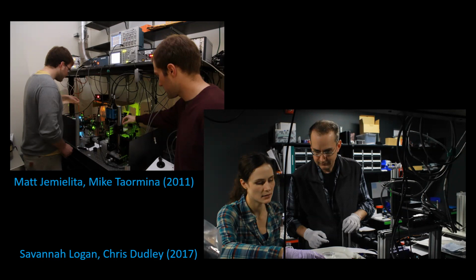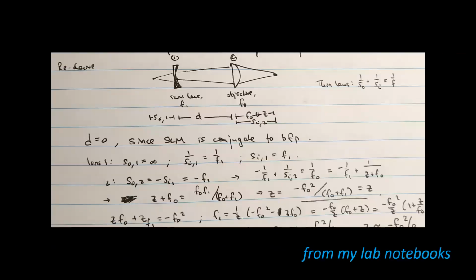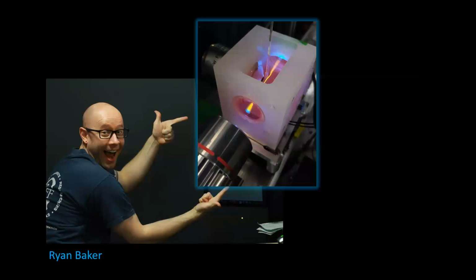Here's a couple of recent ones. Piyush over here on the left took that immune cell movie back at the beginning, and Emily on the right helped me actually take these pictures a couple of days ago. So we built this over the past several years, and to design it, we sketched out designs using optical equations like those I showed at the start. So we've learned a lot using this about the physics of living things, and we've had a lot of fun also.